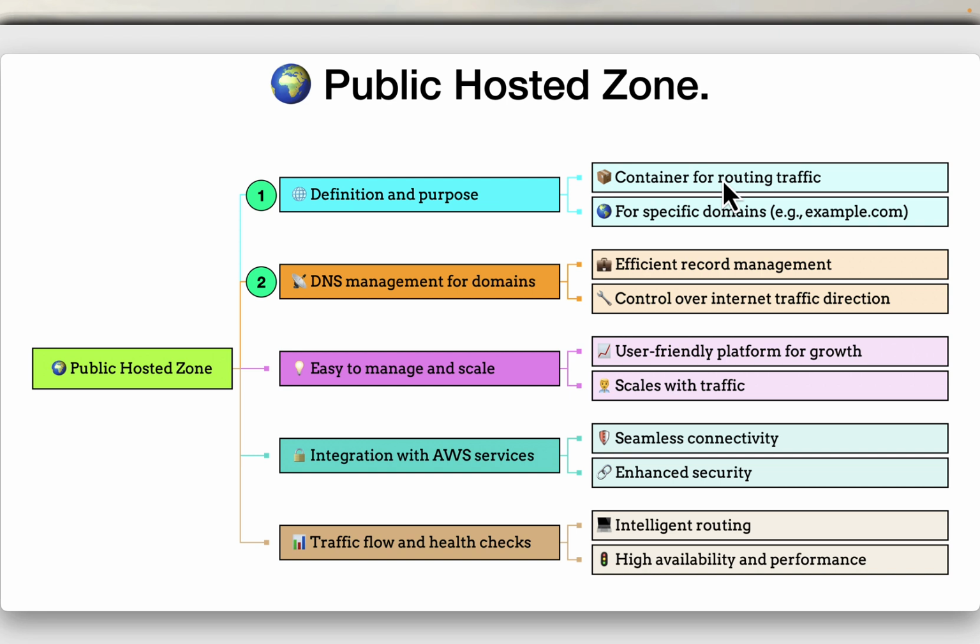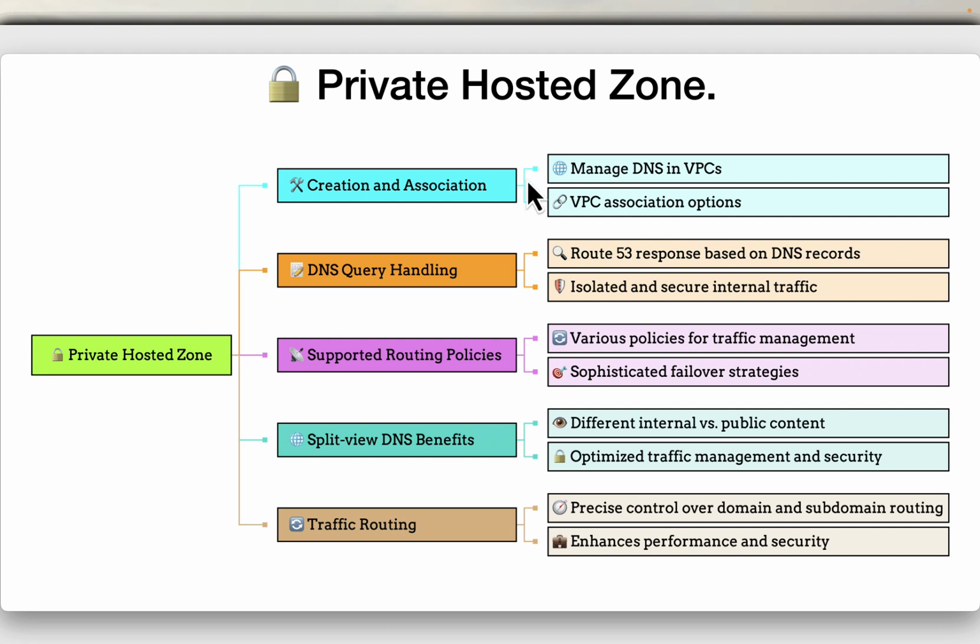Second, DNS management for domains. It allows for efficient management of DNS records for your domains, enabling you to control how the global internet traffic is directed to your resources. Third, easy to manage and scale. Amazon Route 53 provides a user-friendly platform that makes it simple to manage DNS settings and scale as your traffic grows. Fourth, integration with AWS services. Public hosted zones are deeply integrated with other AWS services, providing seamless connectivity. Fifth, traffic flow and health checks. Features like traffic flow policies and health checks enable intelligent routing and ensure high availability and performance of your applications.